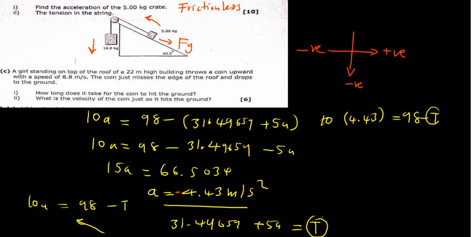So I'll take T to the other side, and then I'll take this term to the other side. So tension is equal to 18 minus, when we multiply here, it will be 43.3. Actually, this is 98, not 18. So tension is going to be 98 minus 43.3. That is going to give us 53.66 newtons. So that is it.